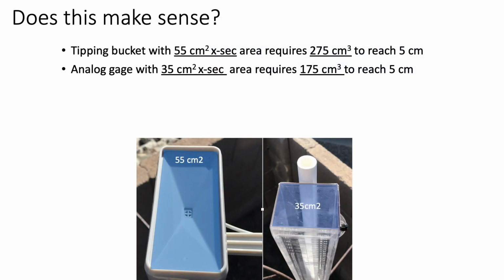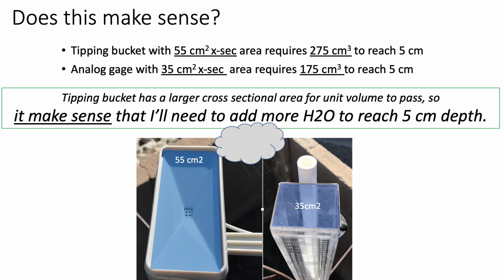As a quick check, if we compare the cross-sectional area of the tipping bucket gauge relative to the analog gauge, it makes sense that we'll need a larger volume of water for the tipping bucket gauge to register the same depth of 5 centimeters. So far so good.